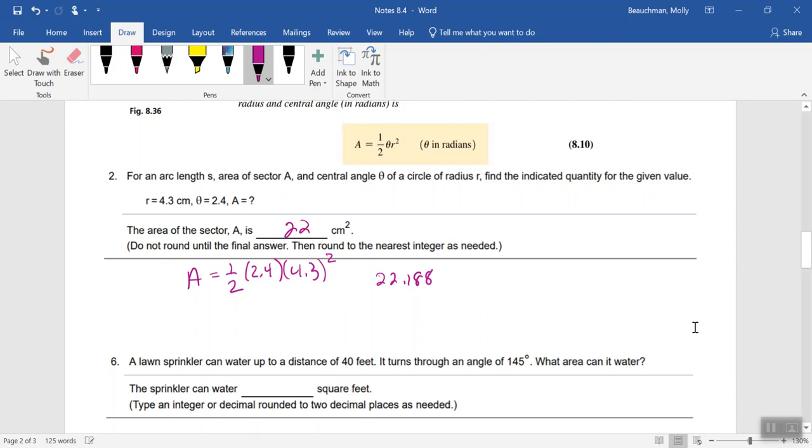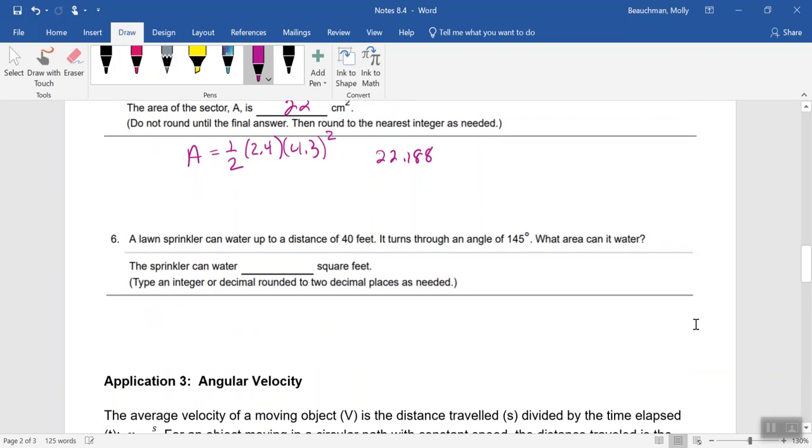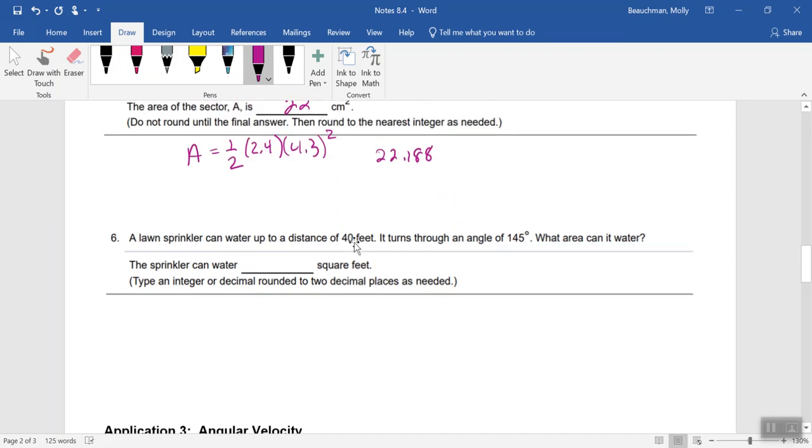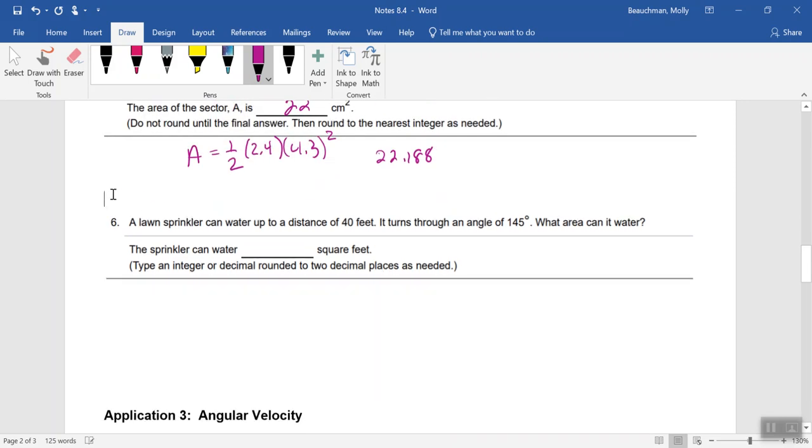All right, next example for our area of a sector. A lawn sprinkler can water up to a distance of 40 feet. It turns through an angle of 145 degrees. What area can it water? So let's see, our lawn sprinkler can shoot out 40 feet. Here's the sprinkler. And it turns through an angle of 145 degrees. There's our 40 feet. And what we want to know is, what area can it water? So we're looking for the area of this sector.